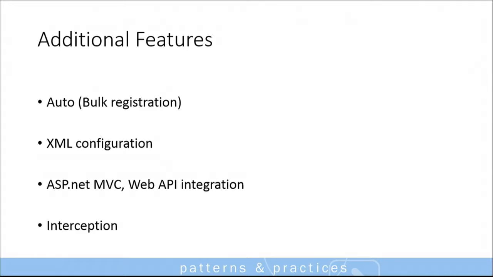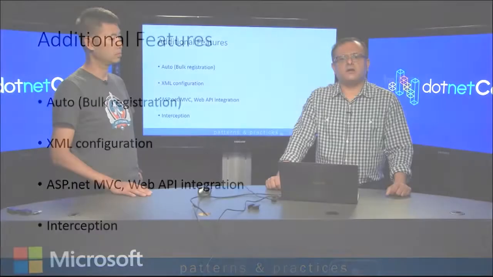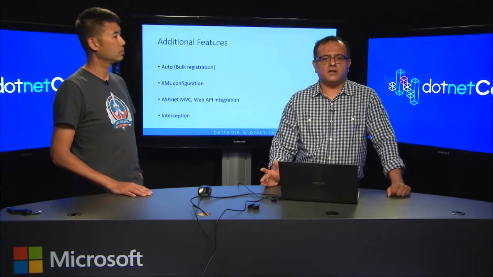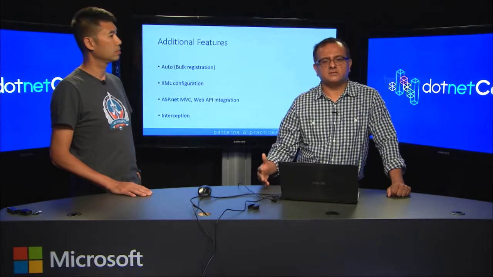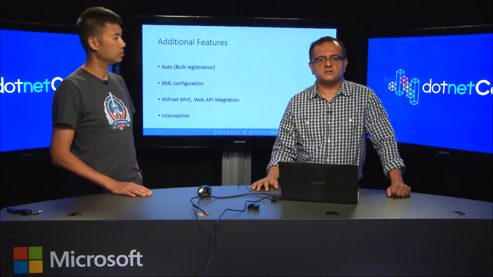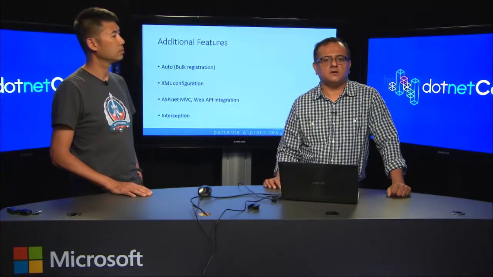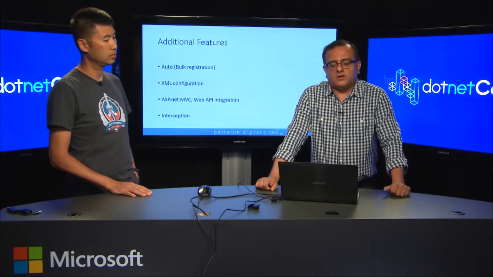So one facility a lot of containers provide is an assembly scanning feature where you can specify a list of assemblies, and based on some naming convention, for example, the container looks at interfaces and their implementations which follow a similar kind of naming convention, and it bulk loads all these registrations of these similar types. You can use just one statement for doing that. It's a pretty nifty feature to have for bigger projects.